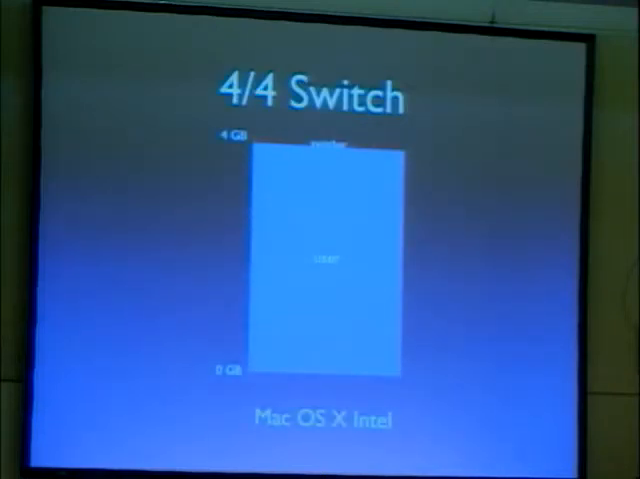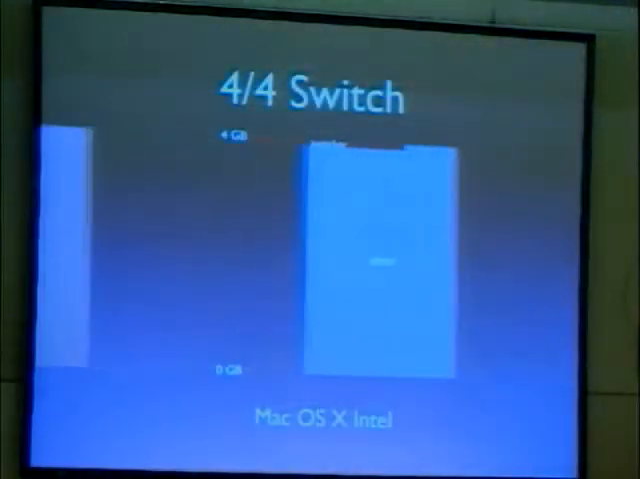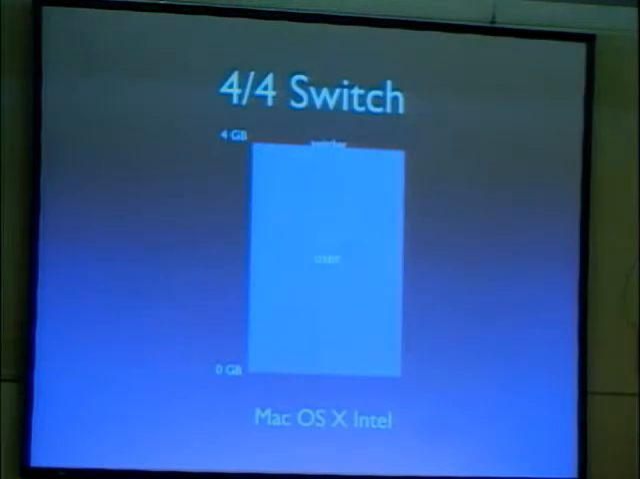Instead, macOS 10 on Intel uses a 4-4 switch. So both the kernel and the user get 4 gig each. Consequently, only either can be mapped at a time. And a tiny switcher that is constantly mapped into the very top of the address space replaces the complete page table to switch between the kernel and the user address space.